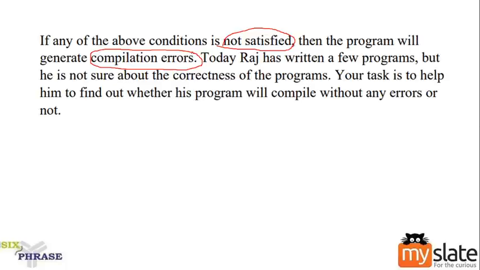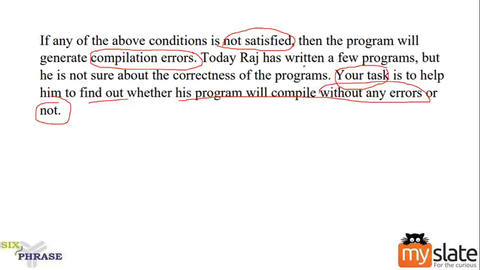But in this scenario, we are going to do that task. We are going to find out whether the program will compile without any errors or not. So Raj has typed a program. He has written a few programs, but he is not sure about the correctness, which means you, as the coder, are going to find out whether his program is correct or not. Not logically speaking, but according to a compiler, will it be proper or not? That is what we are going to check. So we are going to develop a program to implement this process.